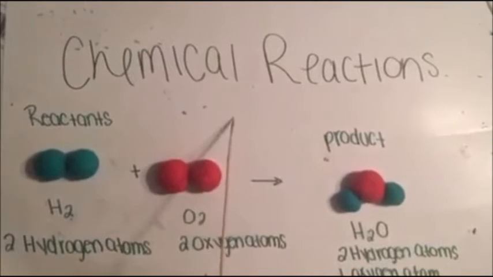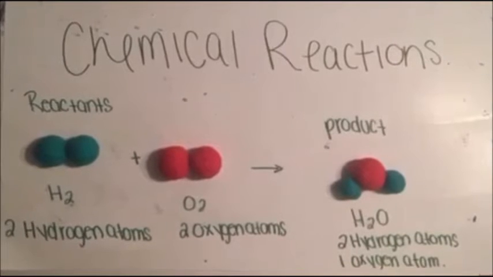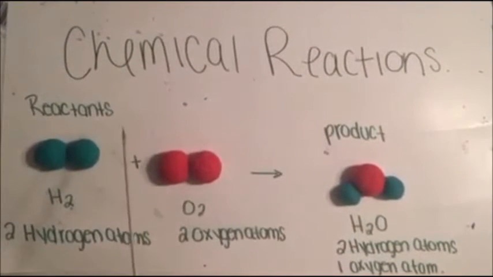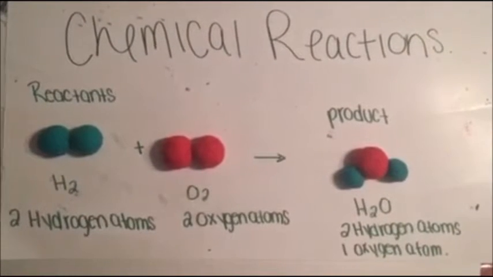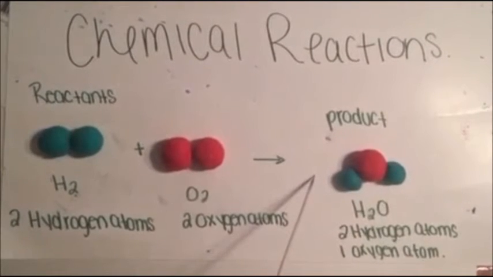Chemical reactions. A chemical reaction is the rearrangement of the molecular structure of a substance. A reactant undergoes change during a reaction. They start a chemical reaction. A product is a substance that is the outcome of the reaction.